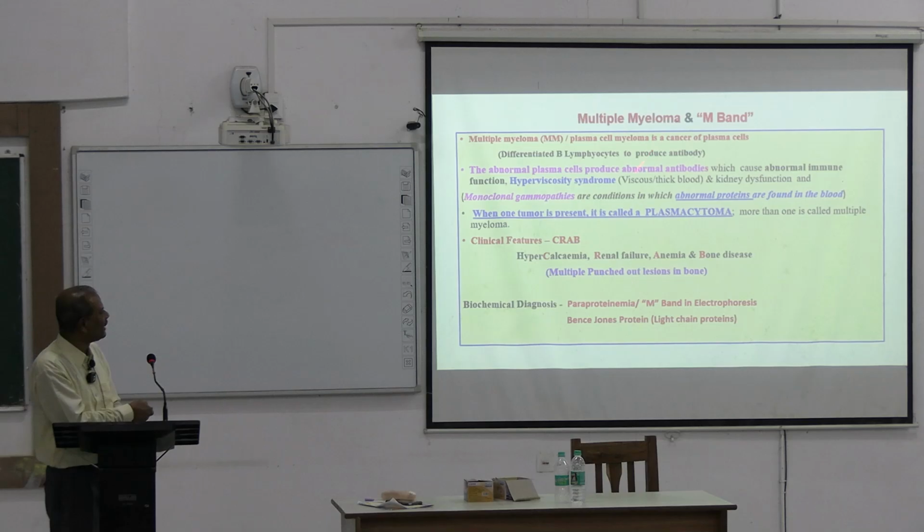Now, the M band is related basically to multiple myeloma. It is basically due to cancer of the plasma cell. When it is localized, either in the soft tissue or in the bone, that is called a plasmacytoma. In both conditions, the immunoglobulin level will be very high.